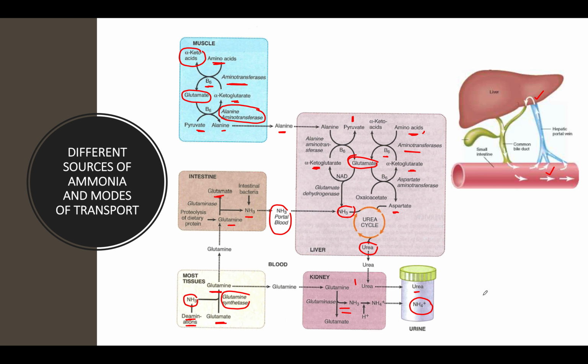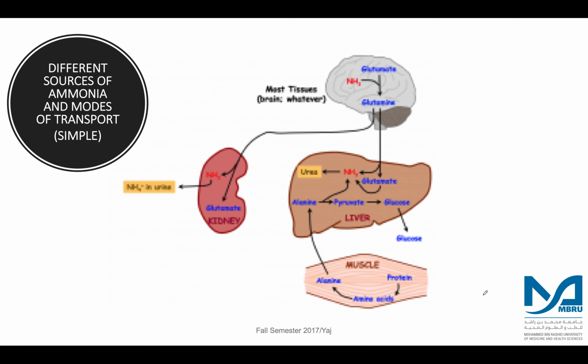So this is a very important slide. Try to look at this slide and I guess you will be able to grasp the concept of how ammonia is transported from different tissues to the liver. What is missing in this particular slide, of course, is the aspect of the brain, and that I have discussed in the previous slide. I have updated the slides in this lecture, and this is another slide I included, which is a simplistic representation.